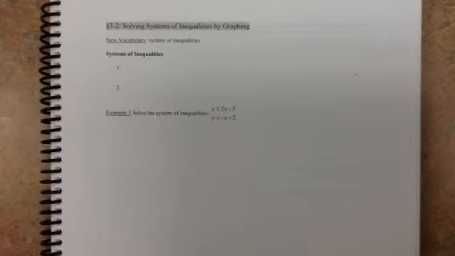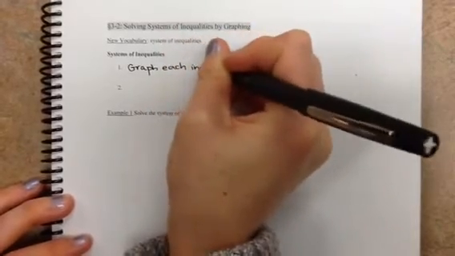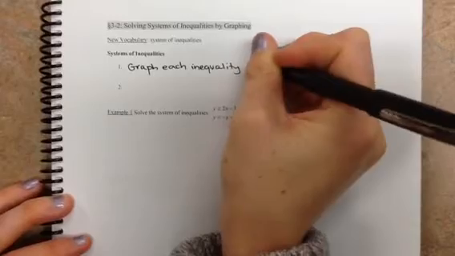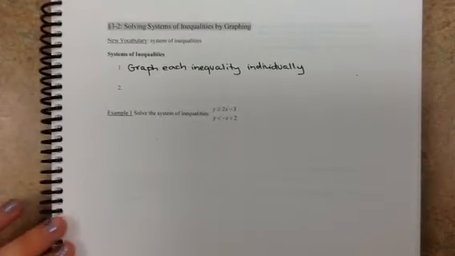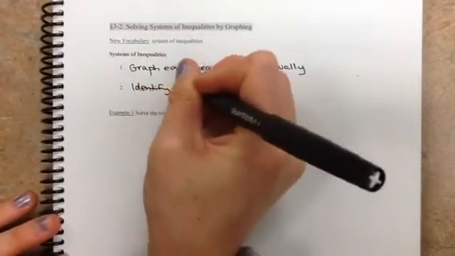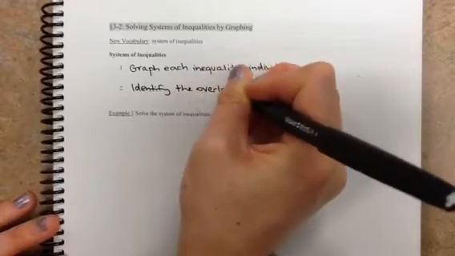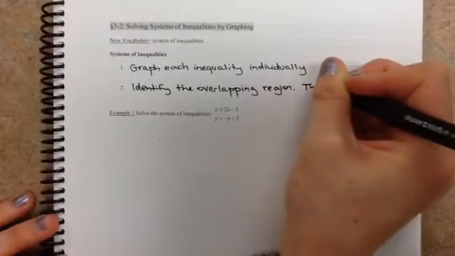So step one is you graph each inequality. Meaning just like 2.8, you graph the boundary line, dotted or solid, figure out where you're going to shade there. I usually color code, and you'll see. And then step two, identify the overlapping region. This is your solution.